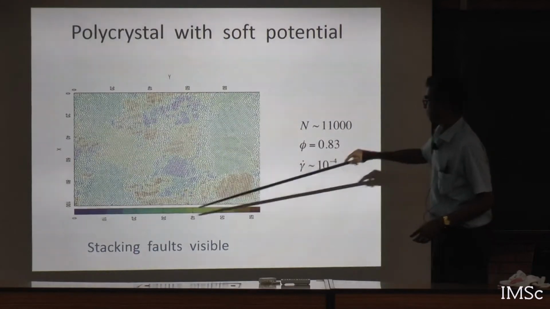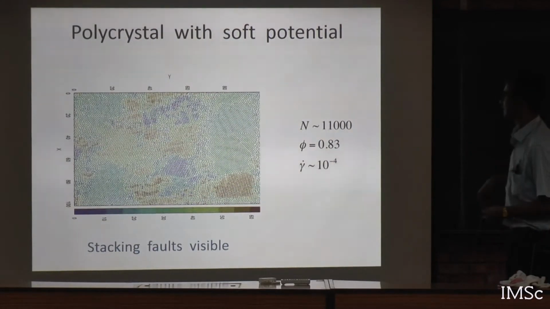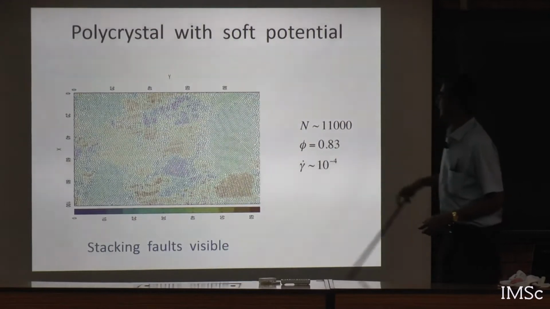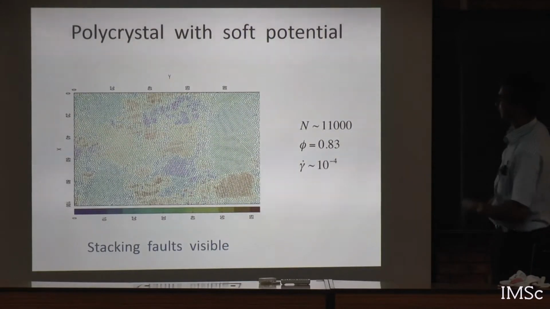In this picture I am just showing the orientation, I am not showing the defects. Once I show the defects, then you will see it may not be that difficult to recognize a grain.